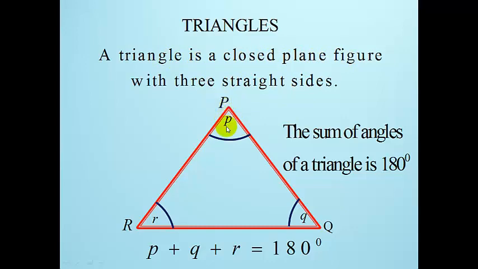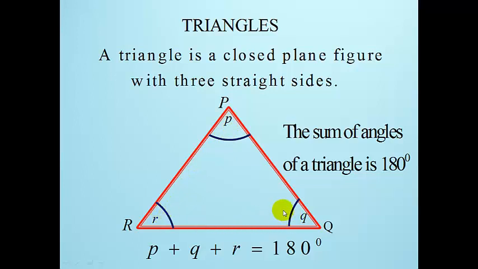The angle at P is P. The angle at R is R. And the angle at Q is Q. The sum of angles of a triangle is 180 degrees. That is, when we sum the interior angles of a triangle, it is equal to 180 degrees. And the interior angles are angles within the triangle, that is inside the triangle. And we have 3 angles, that is P, R, and Q.